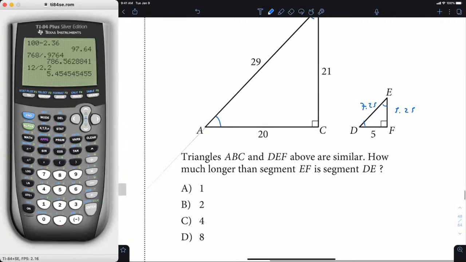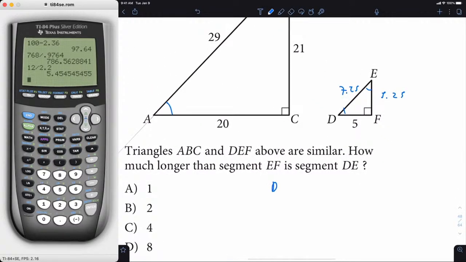And then if we divide 29 by 4, we get 7.25. And they want how much longer than line segment EF is segment DE. So then they just are really asking for DE minus EF, which is equal to 7.25 minus 5.25. In this case, that's just 2.